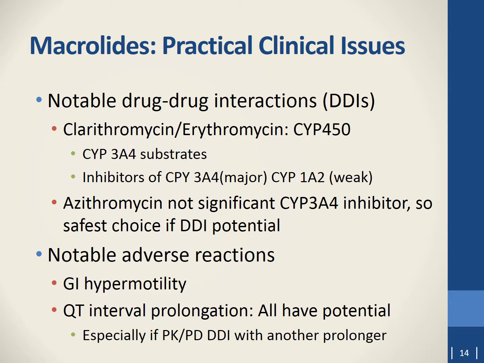There are several notable drug interactions with the macrolides, and these are primarily based on cytochrome P450 issues. So with clarithromycin and erythromycin, they are 3A4 substrates, and they also cause inhibition of 3A4 and 1A2. So for any of your drugs that utilize those pathways, there's the potential for drug-drug interactions. Azithromycin is not a significant CYP3A4 inhibitor, so if you do have a patient on multiple CYP3A4 agents, this would be your safest choice to try to avoid that drug interaction potential.